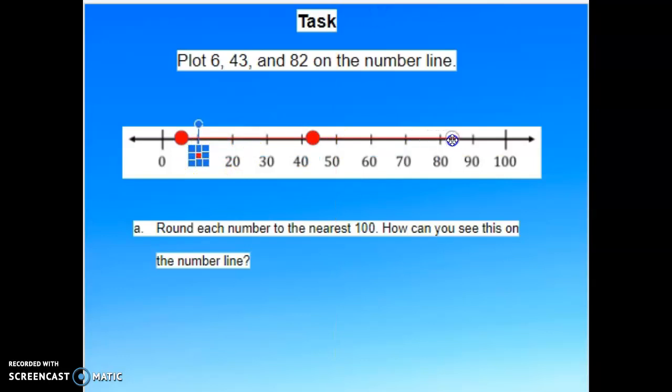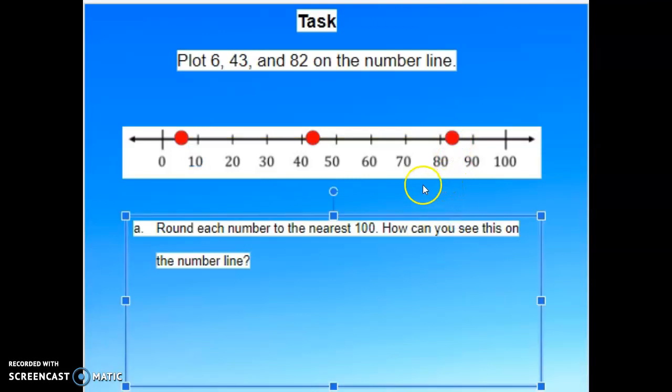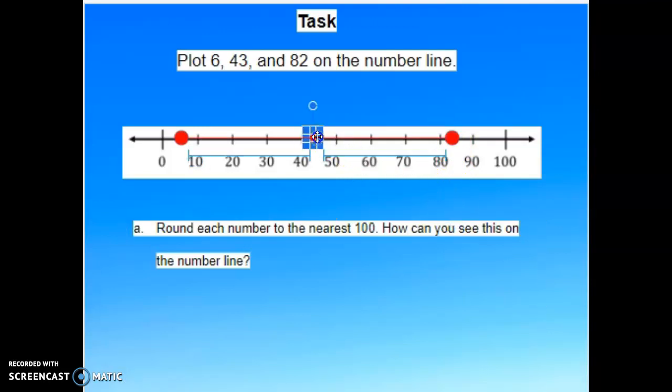Okay, now I'm going to go ahead and put the 82 there as well. And then I am ready. This one's going to have to go over just a tad bit more. All right, now I'm ready to think about rounding to the nearest 100. So I want to know what would be the nearest 100. If I'm looking at this 6, I can already see that 6 is between 0 and 100. If I'm going to be rounding this 6, who's it closer to?